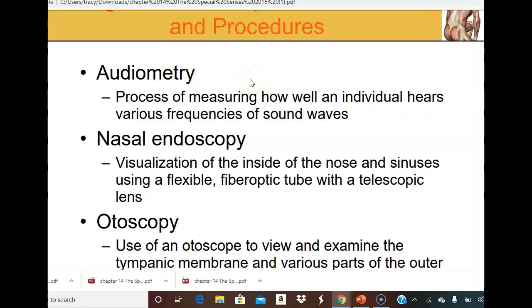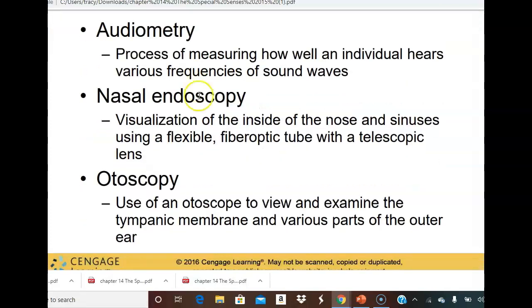It's the process of measuring how well an individual hears various different frequencies of sound waves. This is your prototypical hearing test when you would go to school. They routinely test 4 and 5-year-olds. If you go in complaining of decreased hearing, they'll throw the earphones on you and then give you different pitches at different decibels, different hertz and different decibels, to try to see where your range is or isn't. So this is the process of measuring how well an individual can hear certain tones or the lowest tone that they can actually decipher.